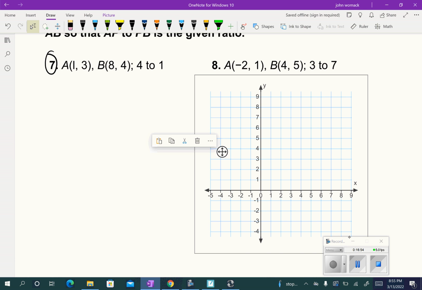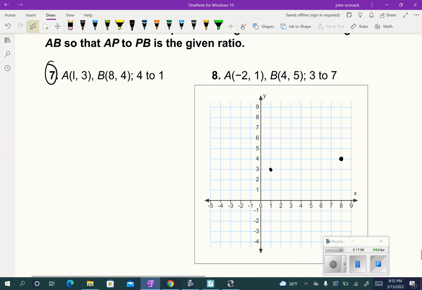So point A is at 1, 3. That would be right there. Point B is at 8, 4, which would be right there. And it wants P to be at a ratio of 4 to 1. So that really means I need to go 4/5 of the way up and 4/5 of the way over. So count your up and over. It goes up 1, and it goes over, I think, 7. So my slope, right, I'm going up 1 and over 7.